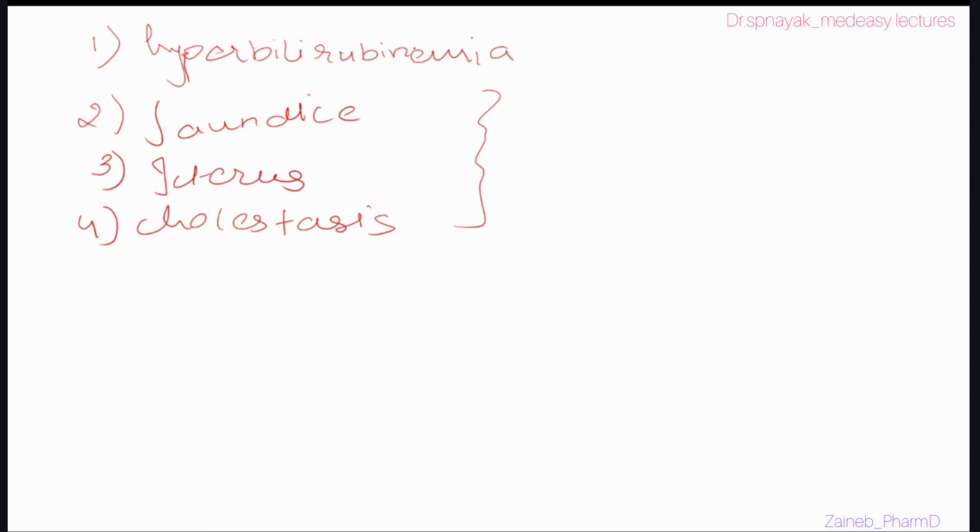So, first of all, what do we mean by hyperbilirubinemia? Bilirubin is produced by the breakdown of the RBC and the other heme proteins. Bilirubin is very toxic. It is produced by our body on a daily basis, about 0.2 to 0.3 grams per day. This bilirubin is very toxic and should be pushed out of the body. The normal range of the bilirubin varies from 0.2 to 1.2 mg per dl.